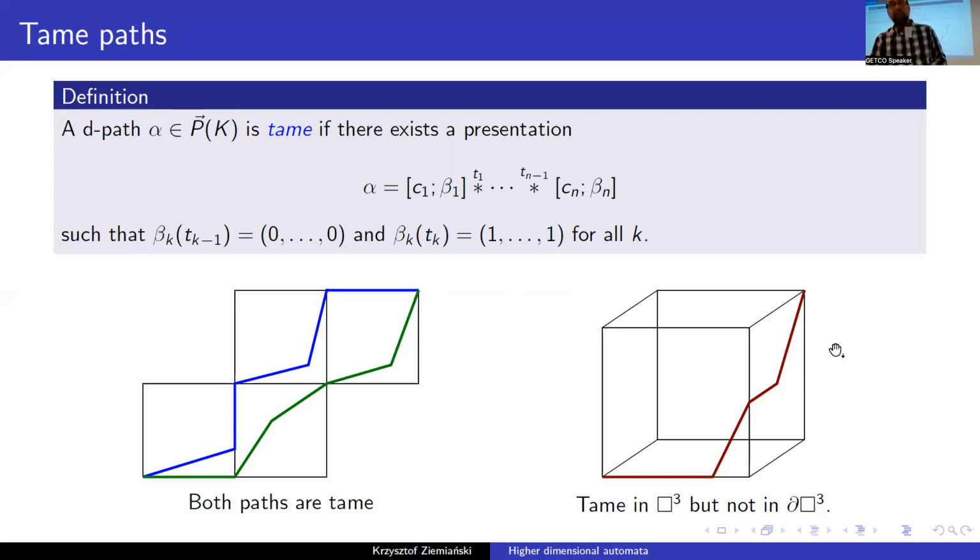The path at the right is Tame, and it's not Tame. If you think of this path as embedded into a 3-dimensional cube, it's Tame because it just travels from the very beginning to the very end of this cube. If you regard this path as a path on the boundary cube, it is no longer Tame, because it cannot be presented in a Tame way.